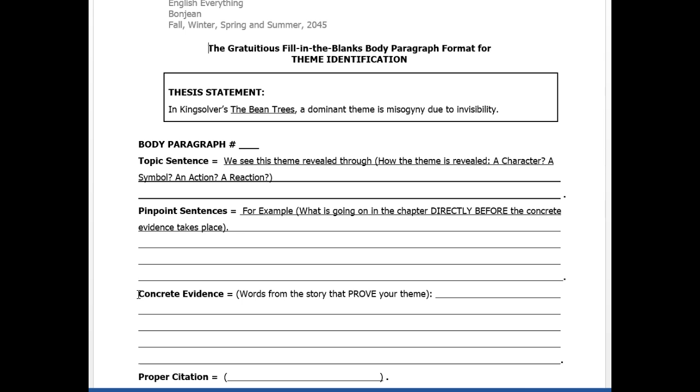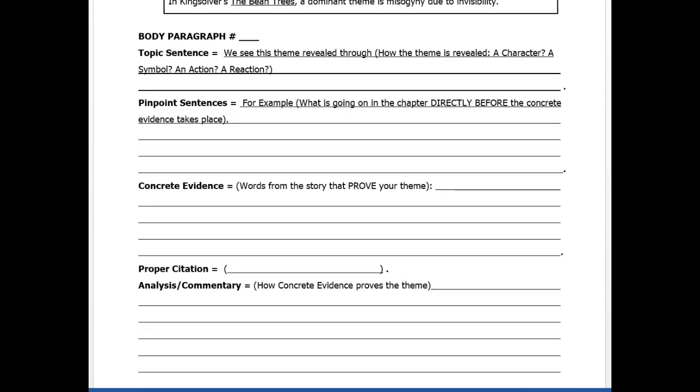And so the concrete evidence are the words or phrases that you have chosen from The Bean Trees that you're using to prove that your topic sentence is true. Again, the pinpoint sentences are telling me what's going on in the story right before the concrete evidence takes place. The proper citation is the last name of the author and the page number of the evidence that you have chosen.